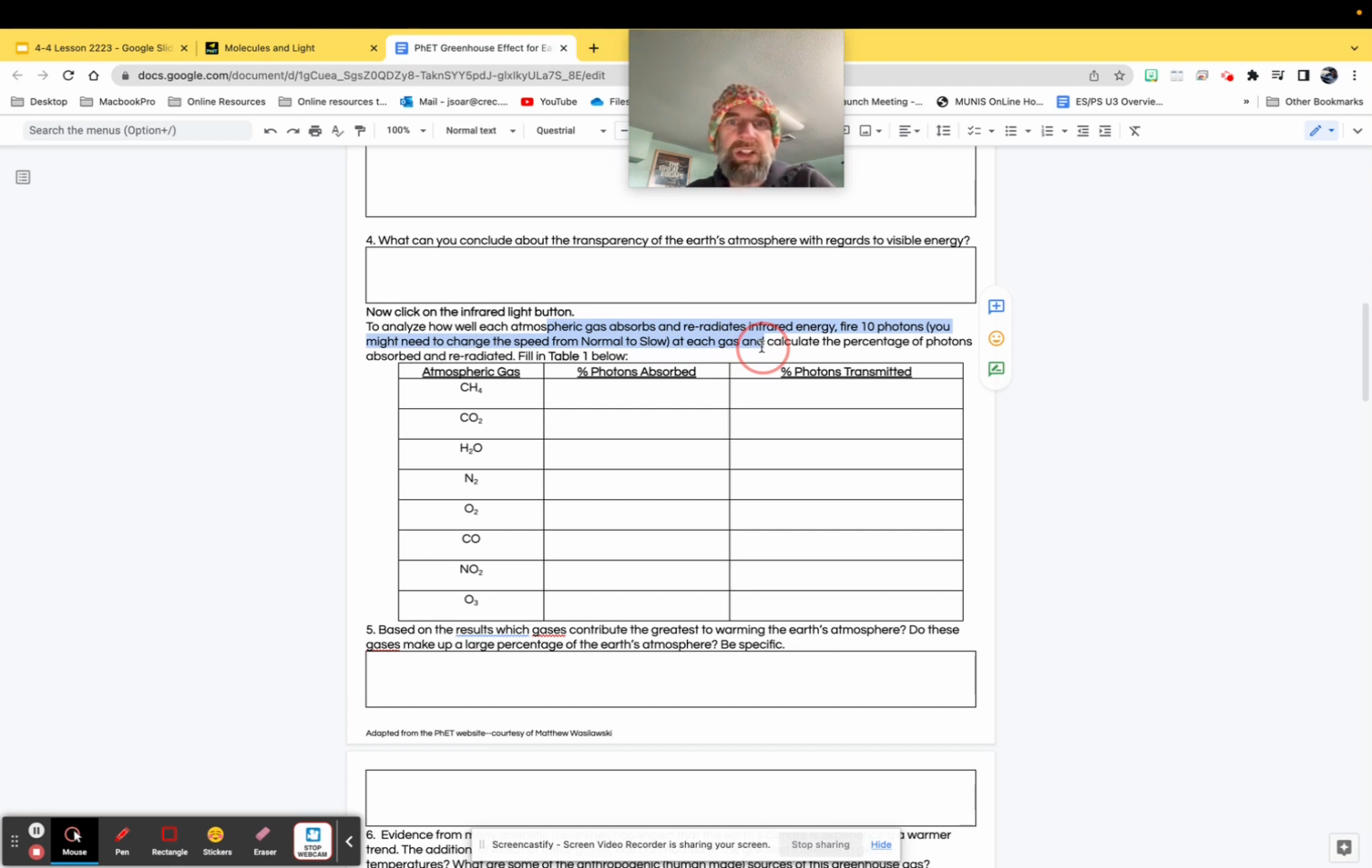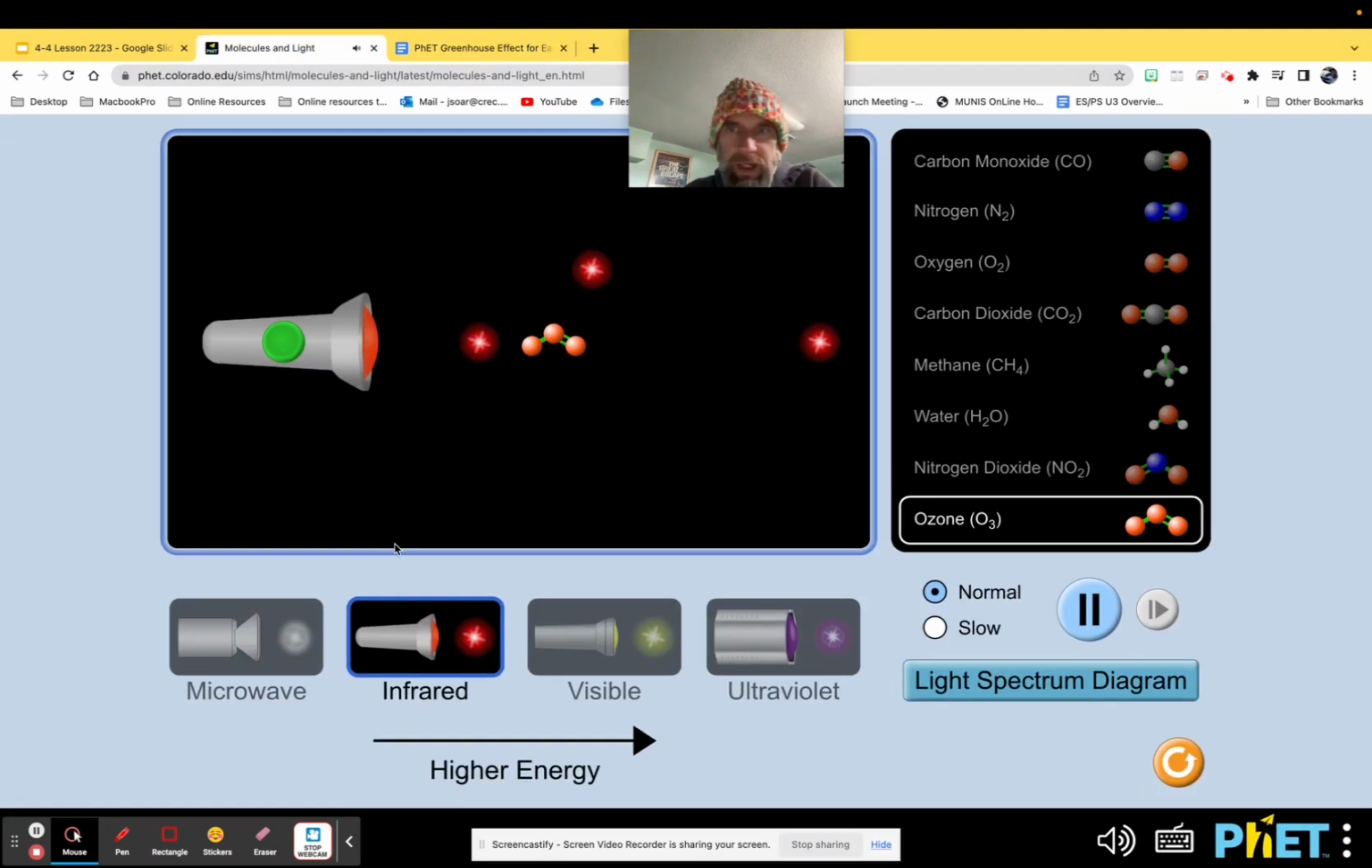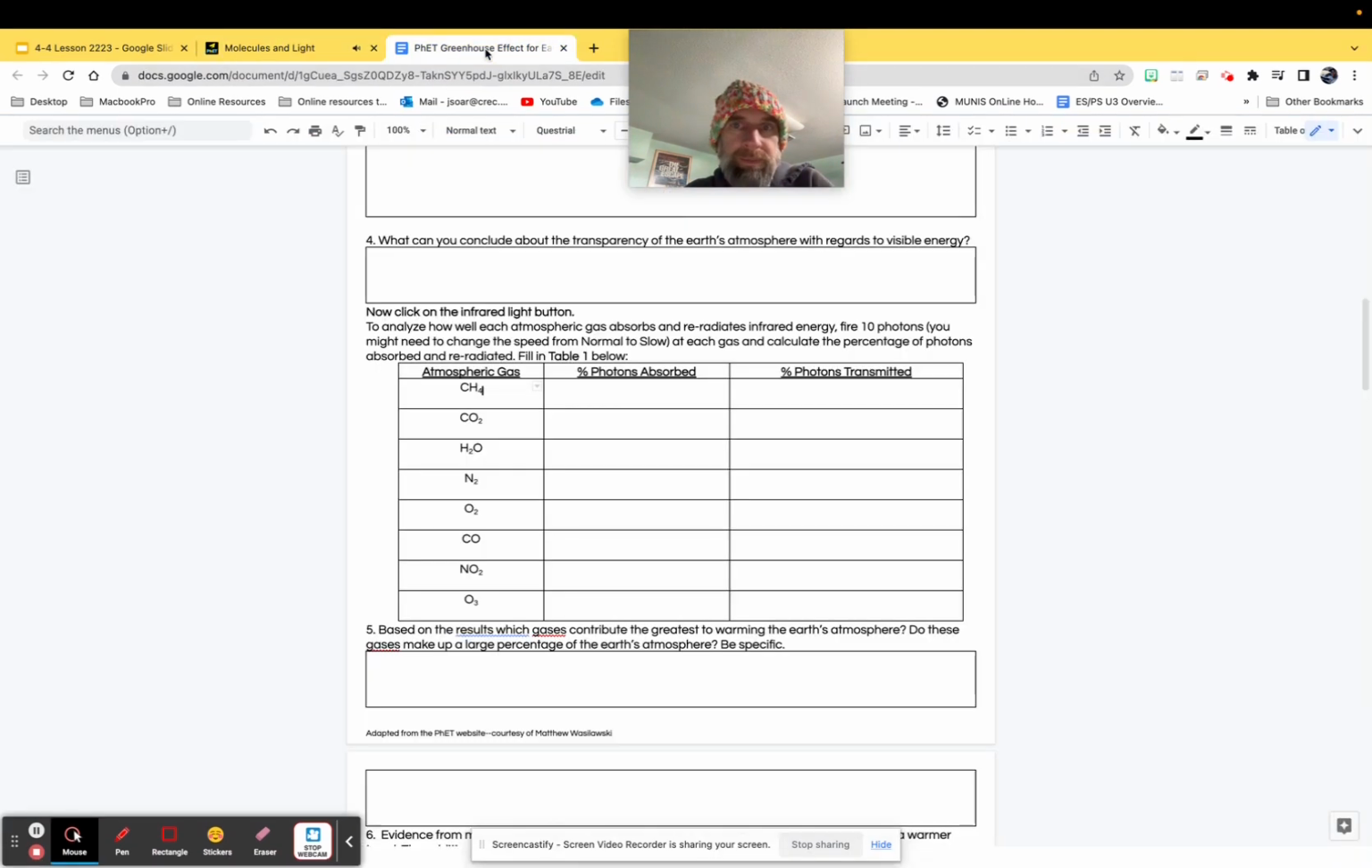You might need to change the speed from normal to slow at each gas and calculate the percentage of the photons absorbed and re-radiated. Fill in table 1 below. So here's how you do this. You're going to click on CH4 right here. Good, because that's the one we start off with.